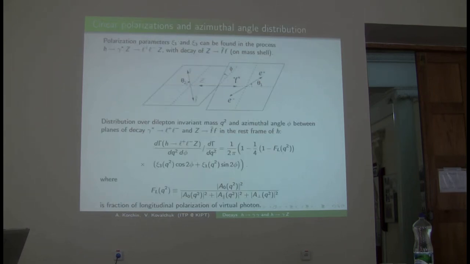And then we can consider a process where we have the decay of Higgs to a virtual photon and a Z boson. The virtual photon decays to a lepton pair, and the Z boson decays to a couple of fermions. Then we have two decay planes of the final particles, the fermion plane and the lepton plane, so we can define the azimuthal angle between those two planes, and then study the distribution of this decay in terms of the invariant mass of the virtual photon decaying into leptons and the azimuthal angle. And then we see we have almost these two polarization parameters, which, however, refer to the virtual photon, not the real one.